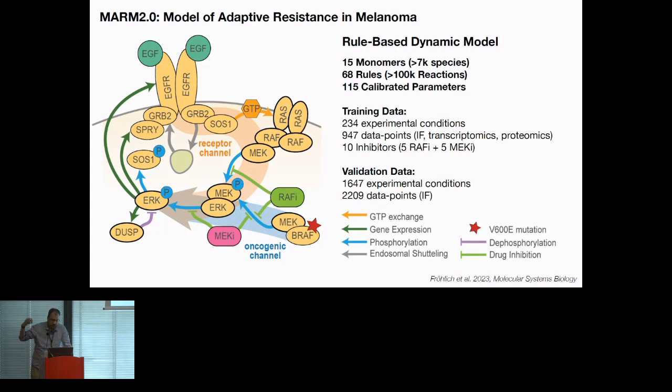We encode all of this in a rule-based modeling framework and instantiate this as an ordinary differential equation model with about 7,000 species and about 100 parameters that have to be calibrated to experimental data. This calibration is carried out on training data from around 200 different experimental conditions, which includes data from immunofluorescence, transcriptomics, proteomics, and phosphoproteomics, all in time and dose response to 5 different RAF and MEK inhibitors. And we extensively validate this on a really large set of different conditions, some of which I'll show you over the next couple of slides.